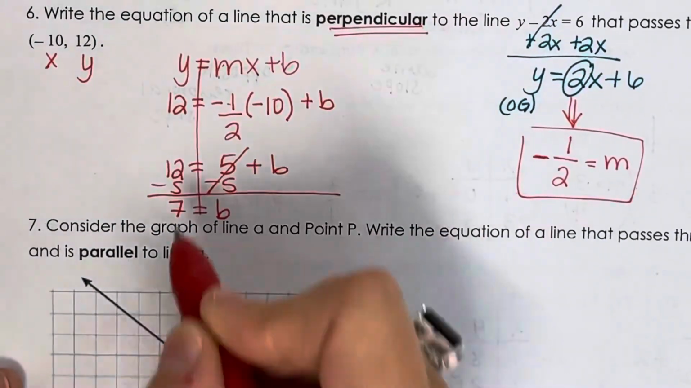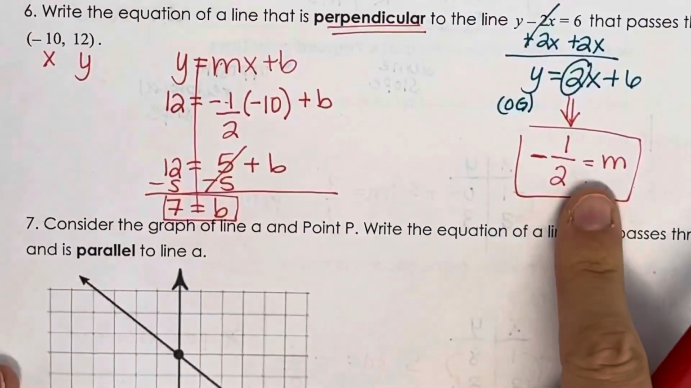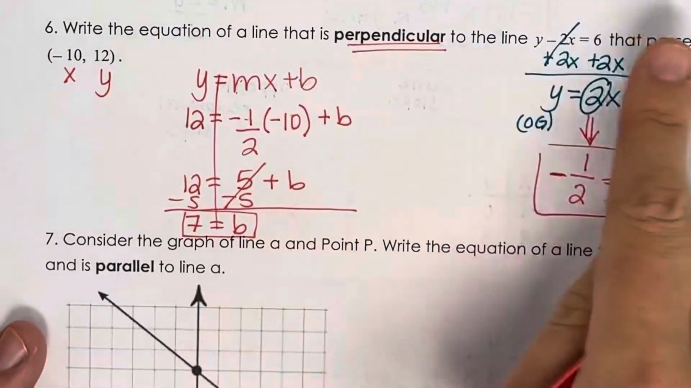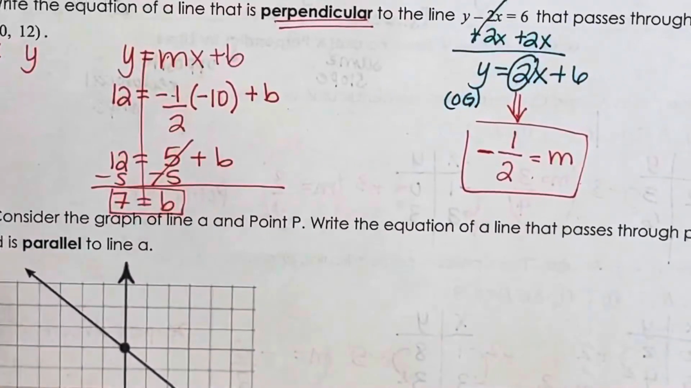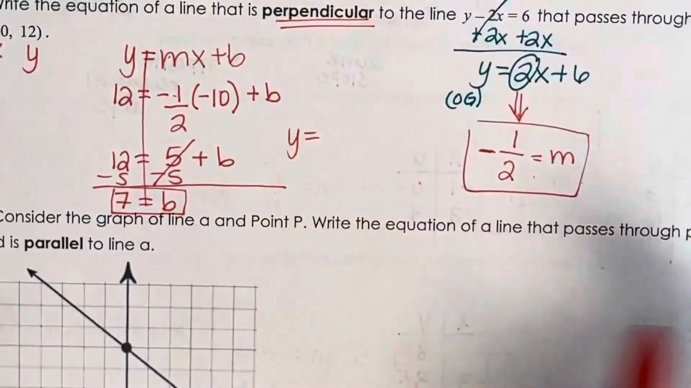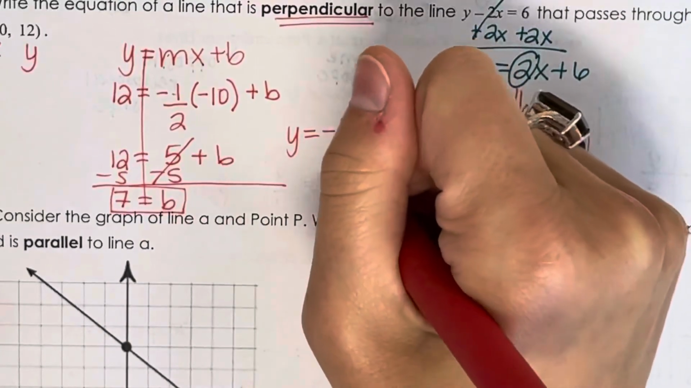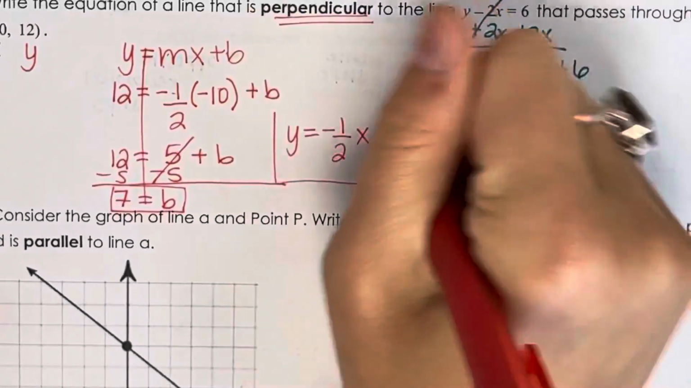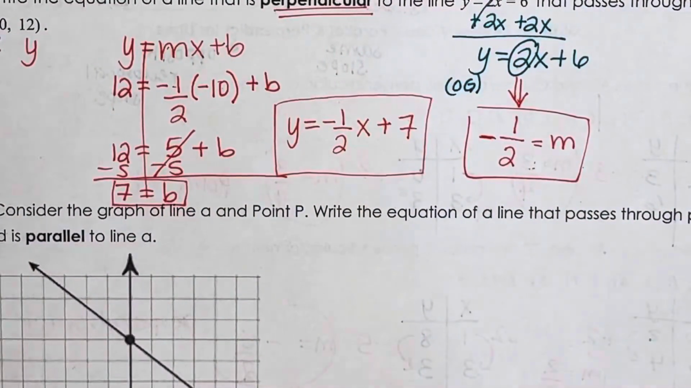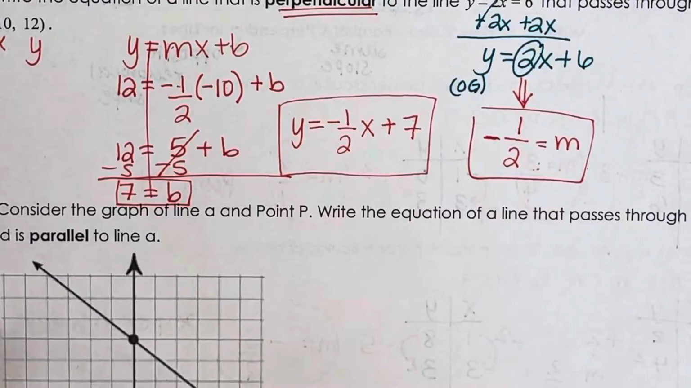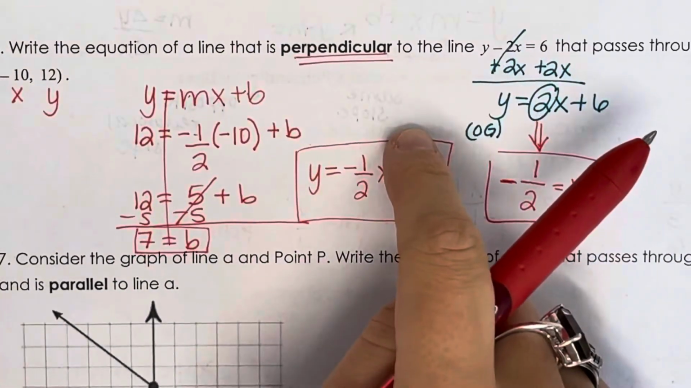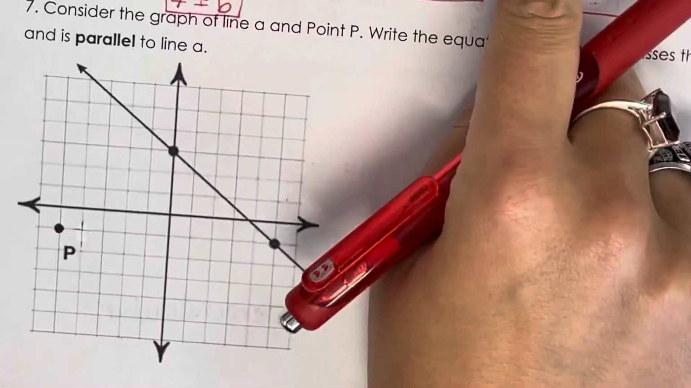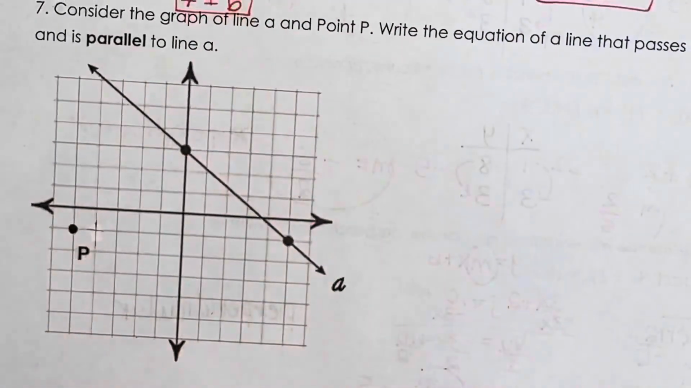So now my final step is I have my b value, I have my m value, so I want to write the equation of a line perpendicular that passes through this point. So my equation is y equals my slope, negative 1/2 x, plus my b value, 7. And there we go. Now, numbers 7 and 8 are exactly the same as this type. They're exactly the same as 5 and 6, except instead of me giving you the equation, this time you have to look at the graph and write the equation yourself.